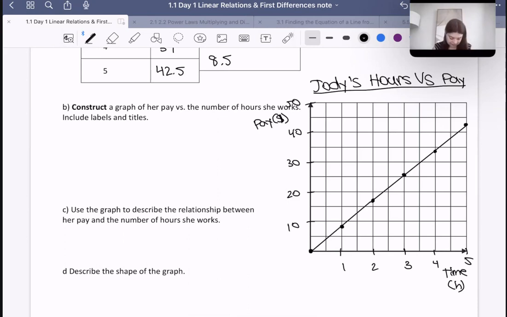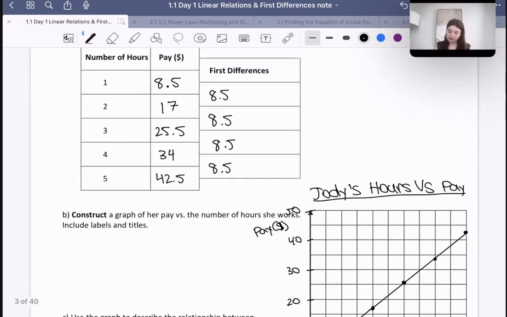Okay, C says use the graph to describe the relationship between her pay and the number of hours she works. So it is linear, would be the answer. It is a linear relation. Right? And now we know that for two reasons. We know that because the graph shows a line, right? When the graph shows a line, that means it's linear. But we knew that even before, right? We knew that from the first differences. When the first difference is the same, then it's linear. That's another way we do that.